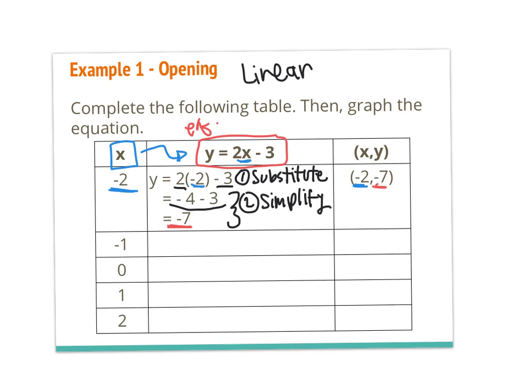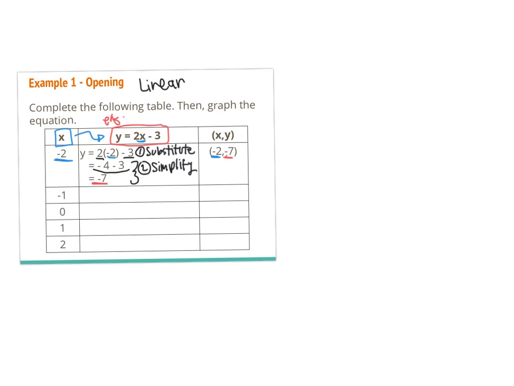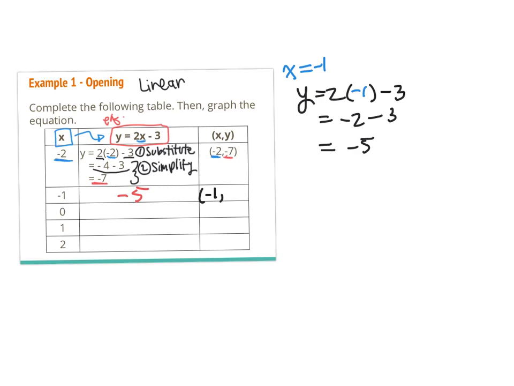Now using that same idea, I'm going to do one for a -1. So x equals -1, and I'm going to say then y equals 2 times -1 minus 3. In this case, 2 times -1 is the same thing as -2. Minus 3. -2 minus 3 is going to be the same thing as -5. So -5 is going to go in here. And I'm going to say my point will be -1, comma, -5.